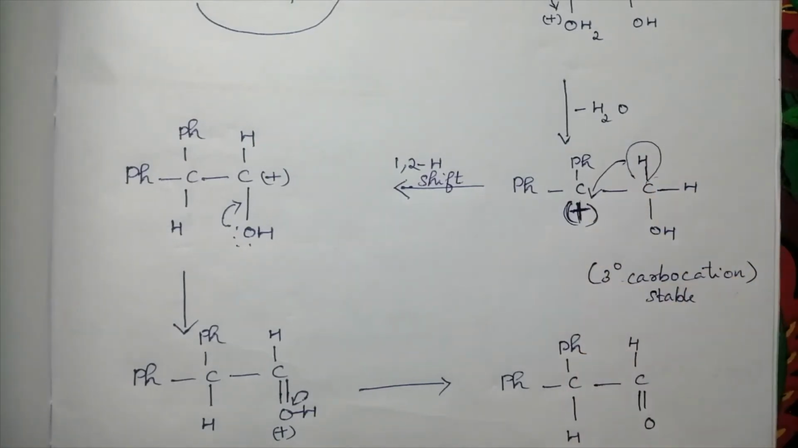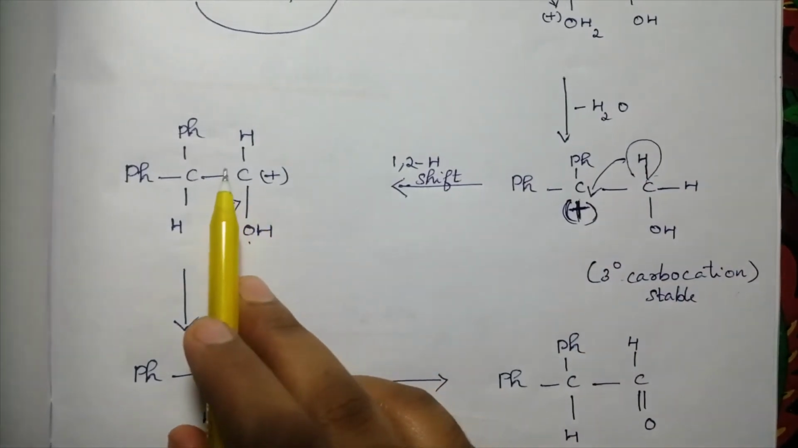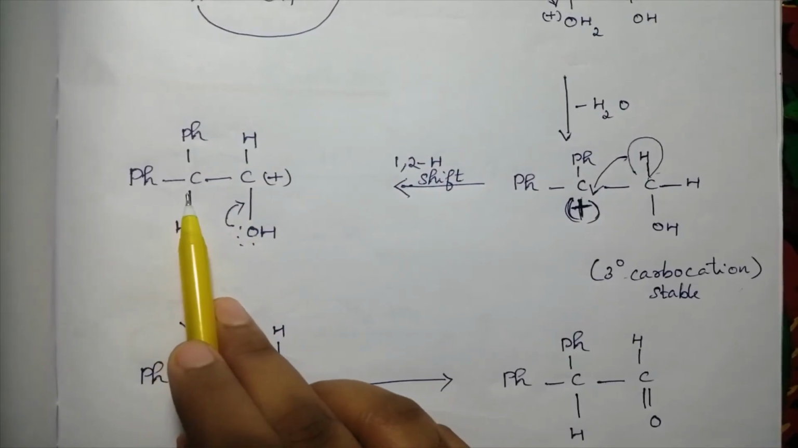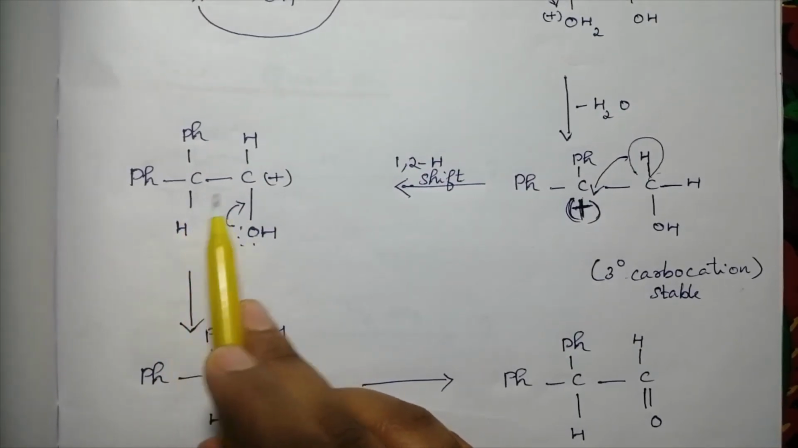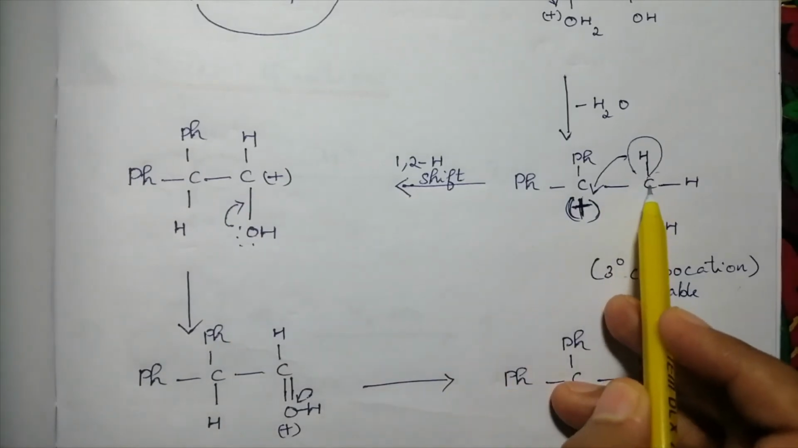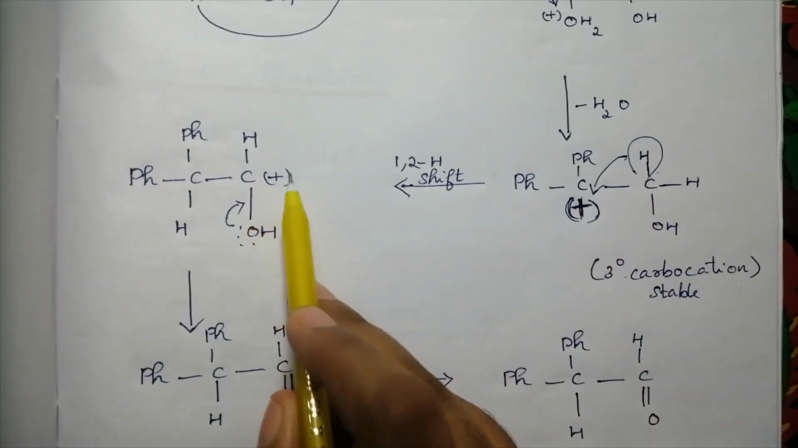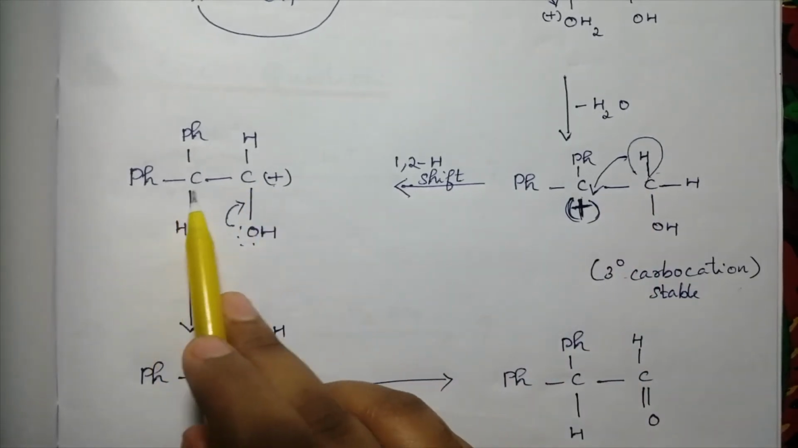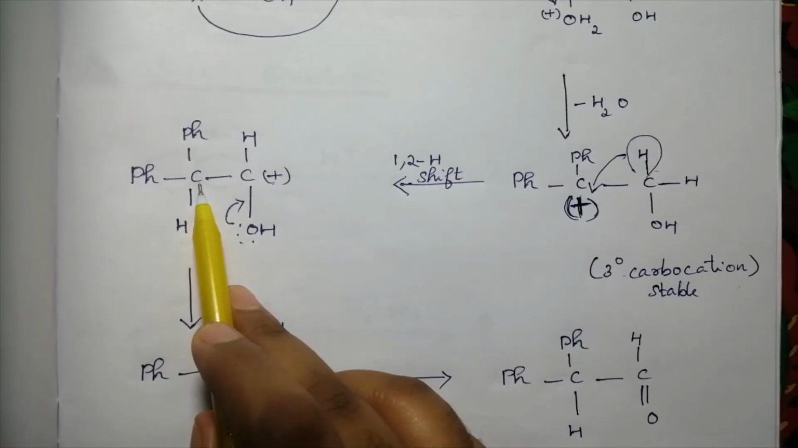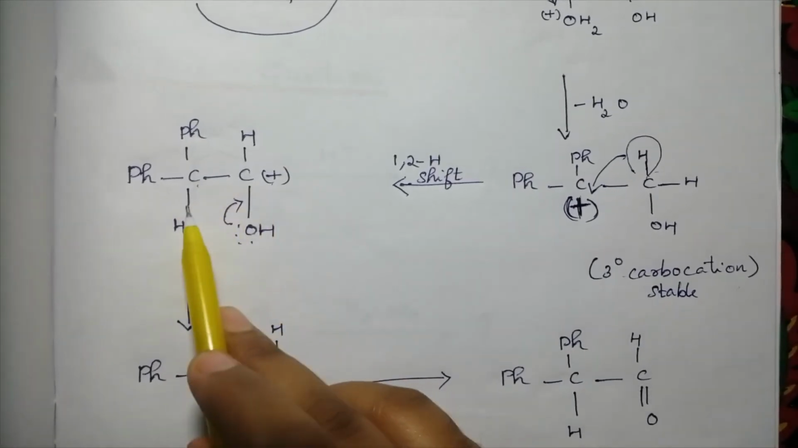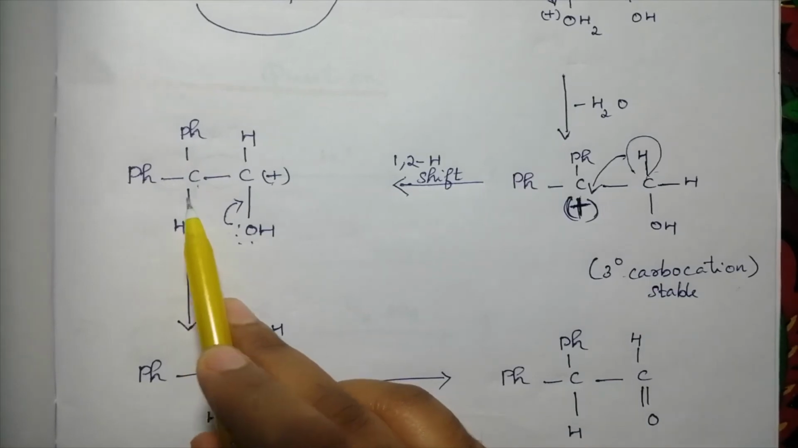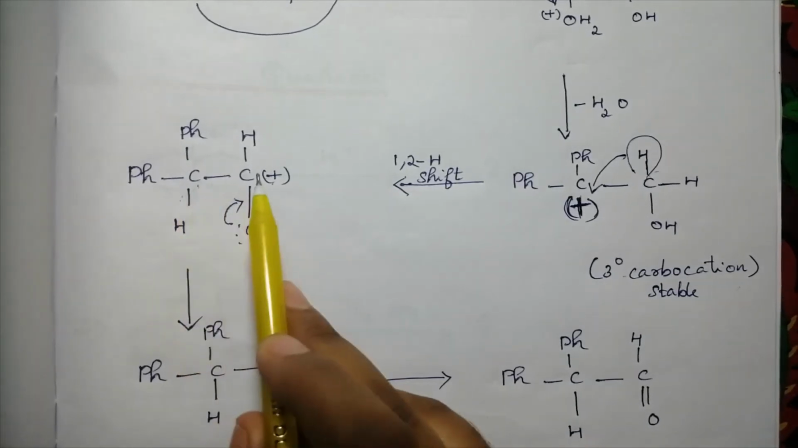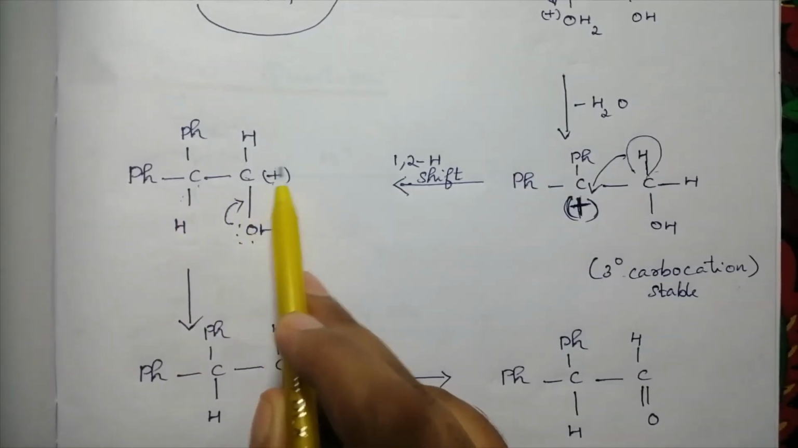The hydrogen would shift. As a result, what happens? The hydrogen has now shifted to this carbon, and since the hydrogen leaves from this carbon, a positive charge is generated on that carbon. Earlier it was on the first carbon, but since the 1,2 hydride shift had occurred and one of the substituents got shifted to this carbon, now the second carbon becomes positively charged.